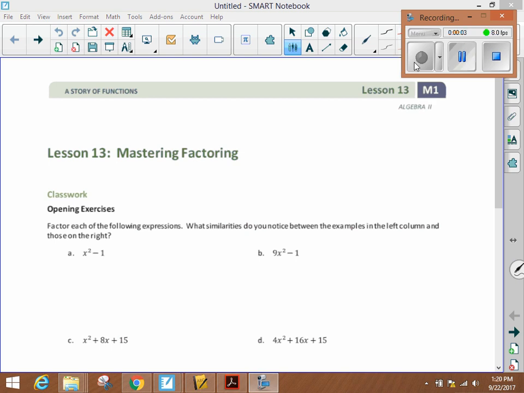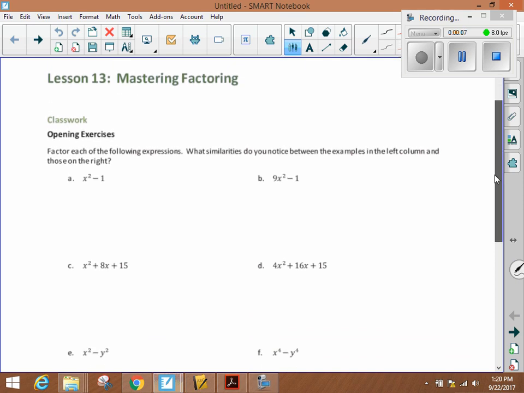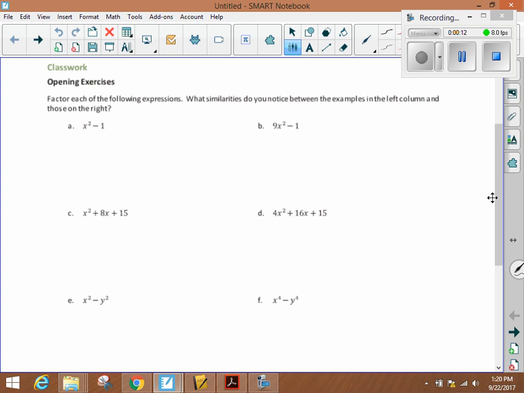All right, Algebra 2 and pre-AP Algebra 2. We're going to double this one up today. We're going to talk about mastering factoring. All right. So we're going to factor each of these expressions, and we're going to notice possibly some similarities, right?